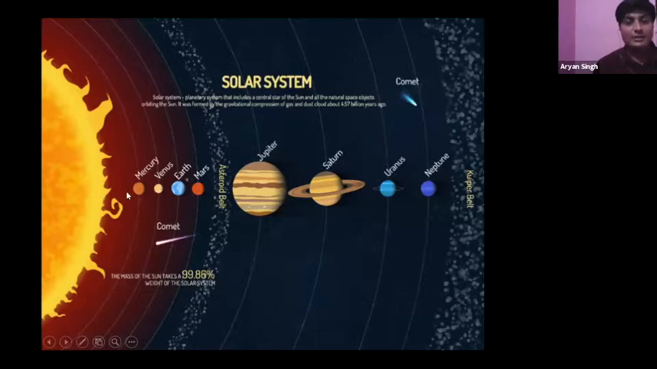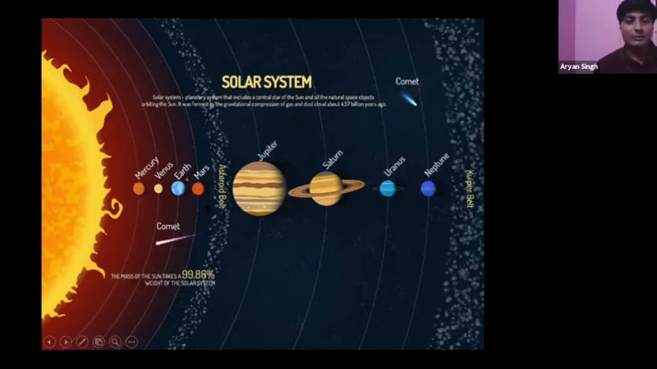So in the family of the sun, we have 8 planets. I hope you know the names. I'll just walk you through. Mercury, Venus, Earth, Mars, the largest one that you see among all the planets, Jupiter. The second largest that you see, Saturn, Uranus, and Neptune. Okay, so these are the planets.